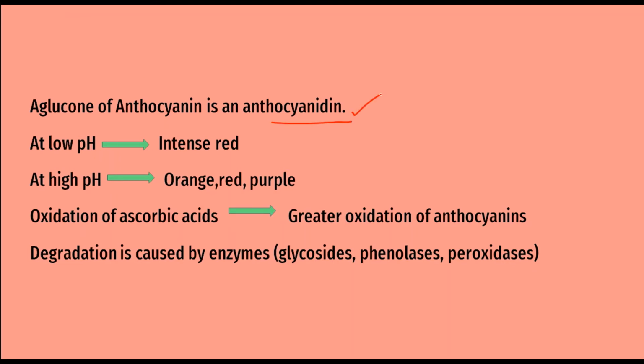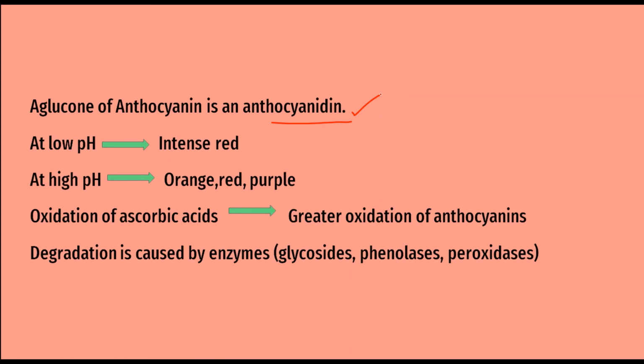At low pH, it imparts an intense red color, and at high pH, it imparts orange, red and purple color. This is due to changes in the molecular structure of anthocyanins to anhydrous base to carbinol base, which is colorless and fairly stable.